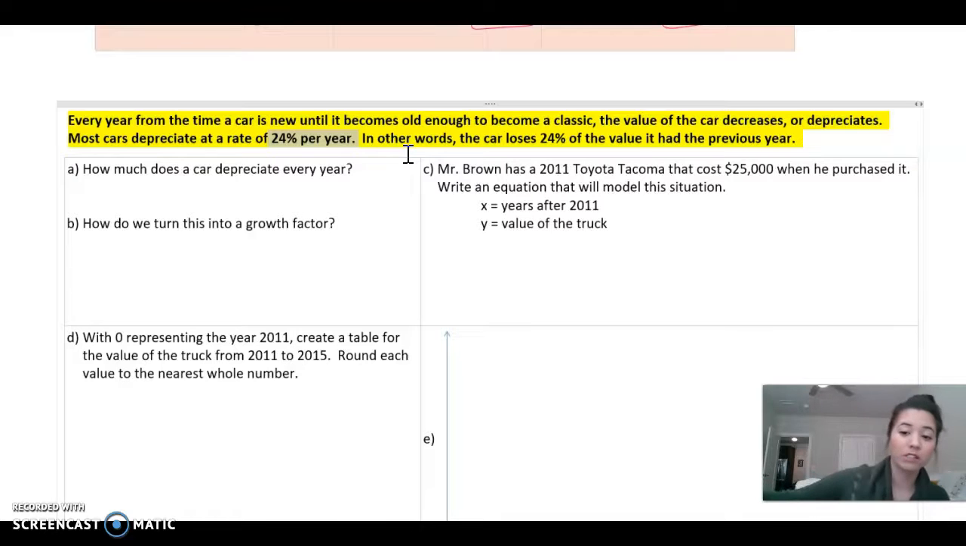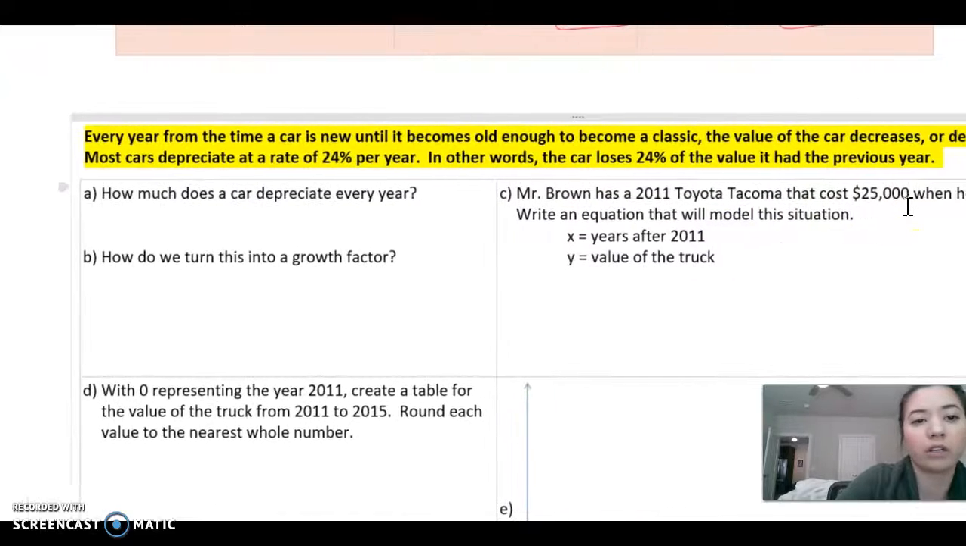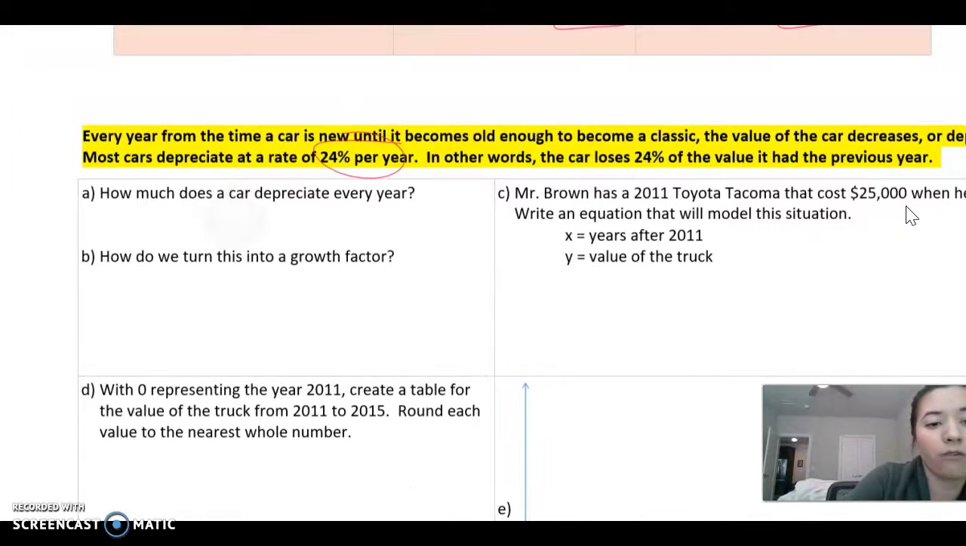So that means whatever your car is worth, it's going down 24% of that value. And then the following year, it's losing 24% of that value again. So cars actually depreciate fairly quickly, which is pretty sad. So how much does a car depreciate every year? A car depreciates 24% every year.